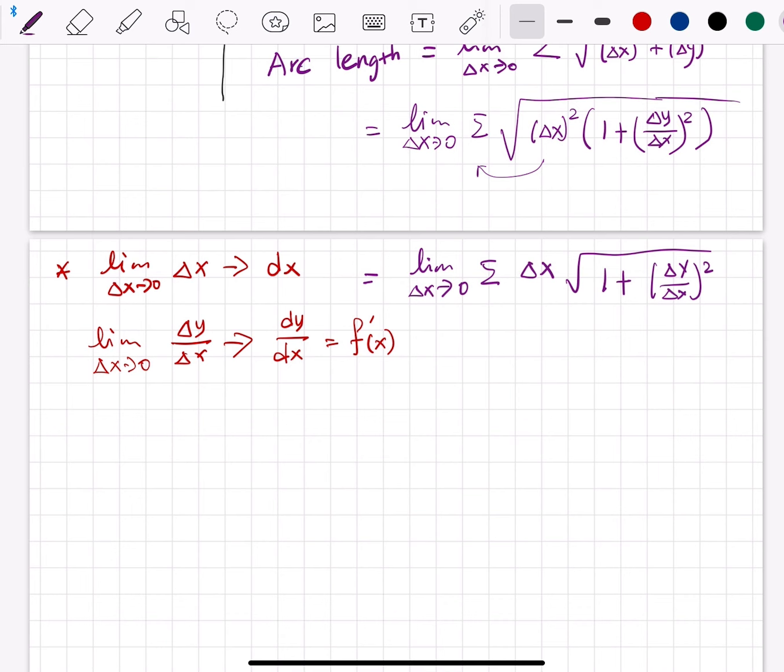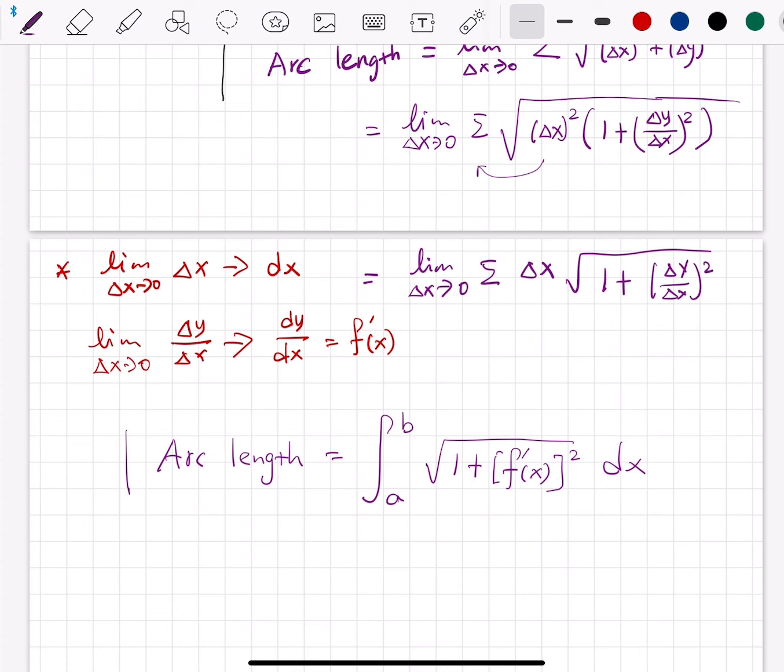So by combining everything, the actual formula for the arc length of any function f is going to be the integral from a to b, because we're talking about a segment. We cannot talk about the length of a line, because the line will keep going and going. A segment has a starting point and an end point. That is something we can measure. The integral of the square root of 1 plus the first derivative of the function squared, dx. And that is the formula we will use for the arc length.